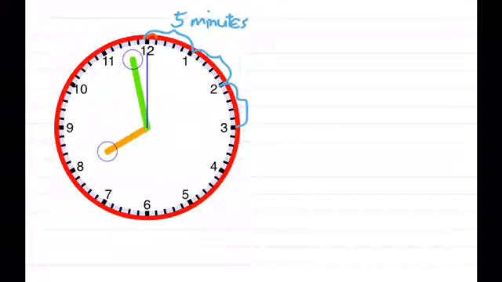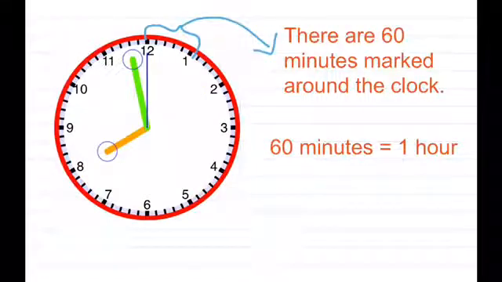So as we count and move the minute hand, we say 5, 10, 15, 20, 25, 30. Let me continue counting. This is something that you learned when you were in class. One complete turn of the minute hand around the clock gives you 60 minutes. There are 60 minutes marked around the clock. Or we can also say that there are 60 minutes in 1 hour.